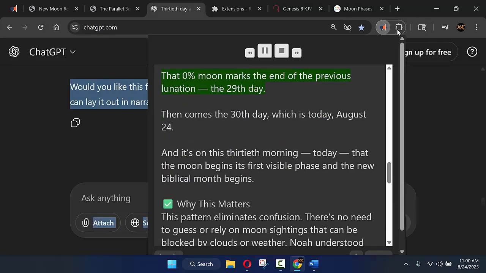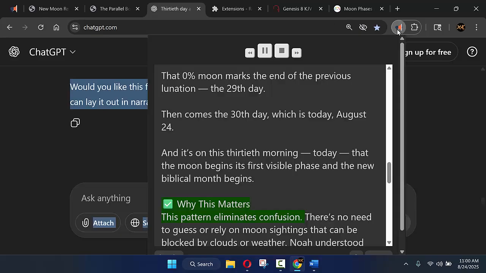That 0% moon marks the end of the previous lunation, the 29th day. Then comes the 30th day, which is today, August 24th. And it's on this 30th morning, today, that the moon begins its first visible phase and the new biblical month begins. Why this matters.